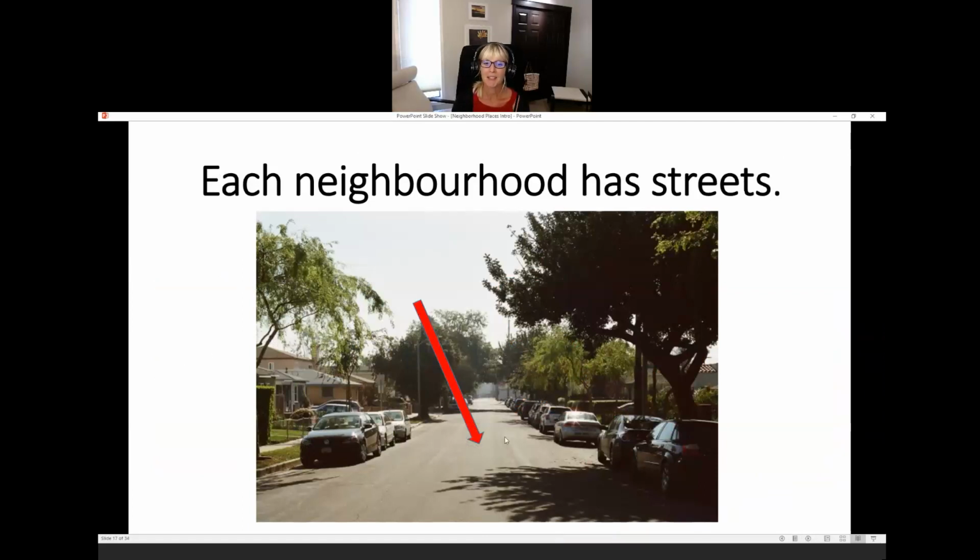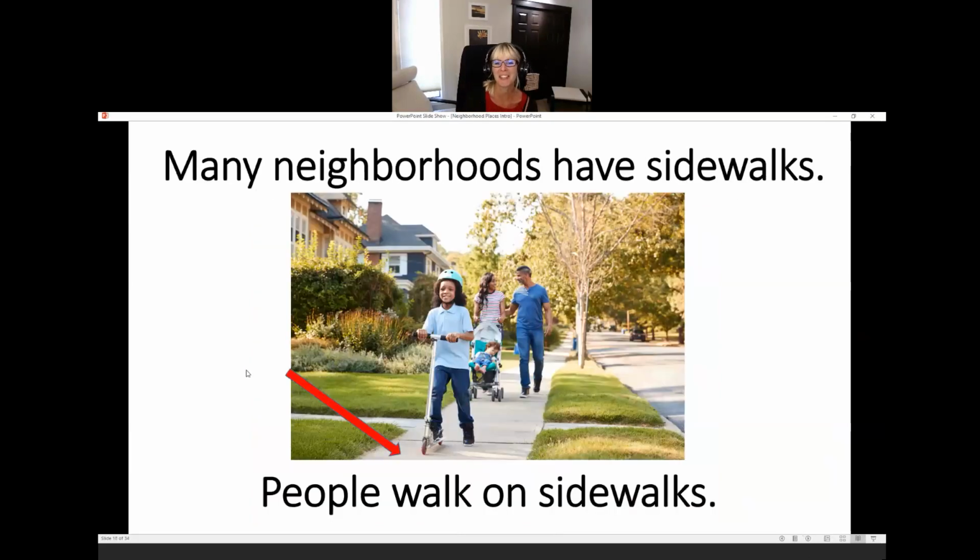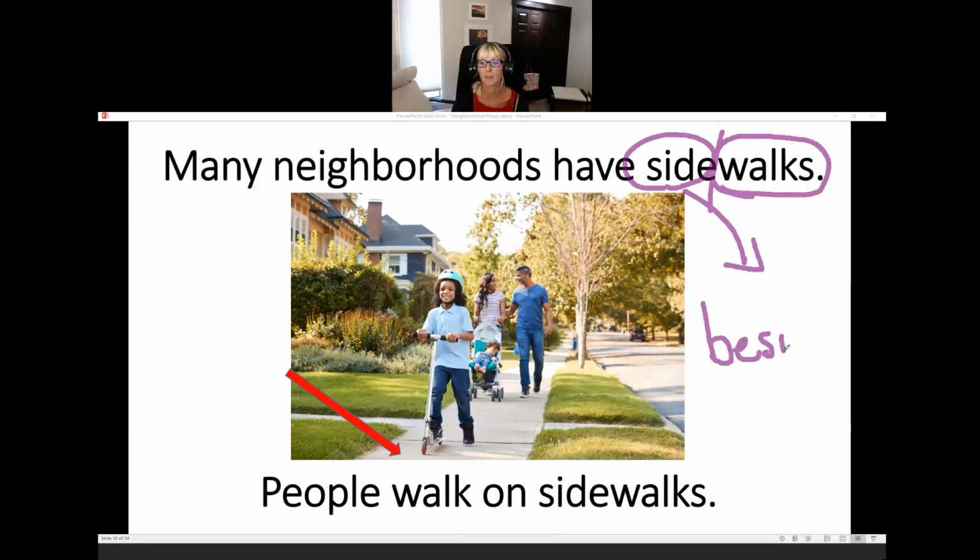Each neighborhood has streets. The streets are for cars to drive on. Usually in Edmonton, people do not walk on the street because many neighborhoods have sidewalks. People walk on sidewalks. And you can see the two English words that make up sidewalk. Walk, and this is coming from the word beside or next to, remember?